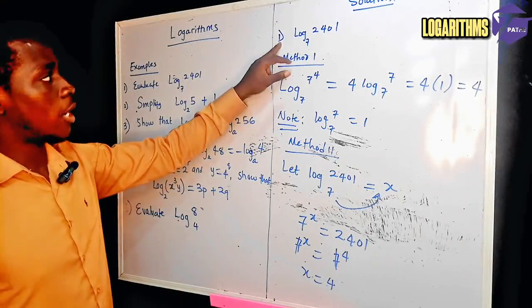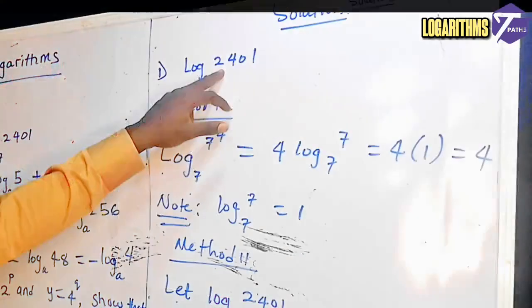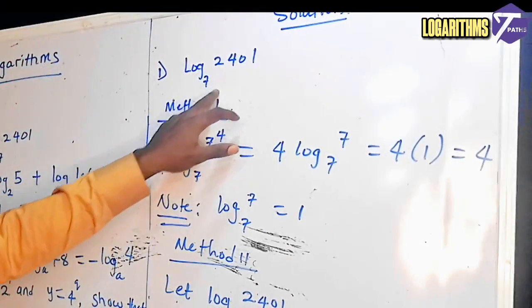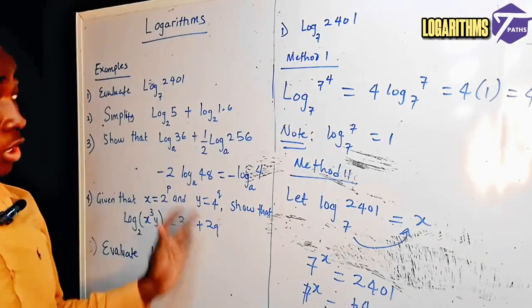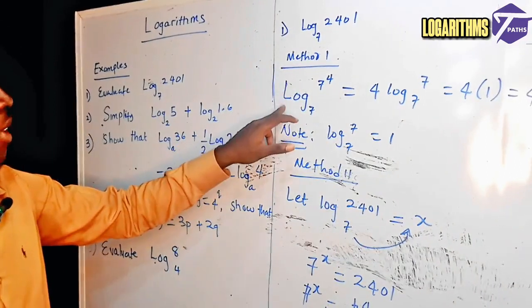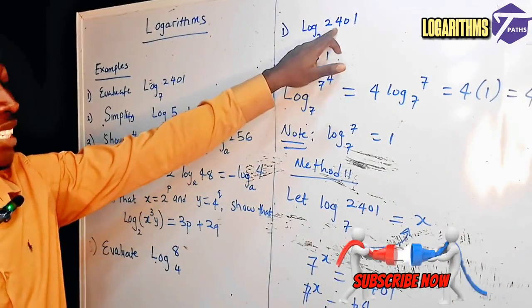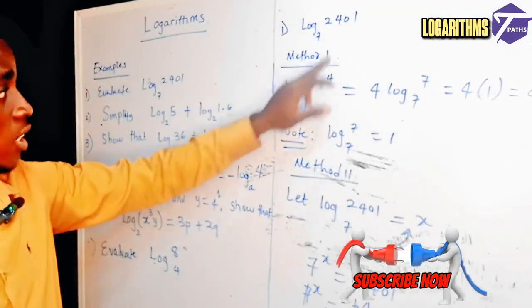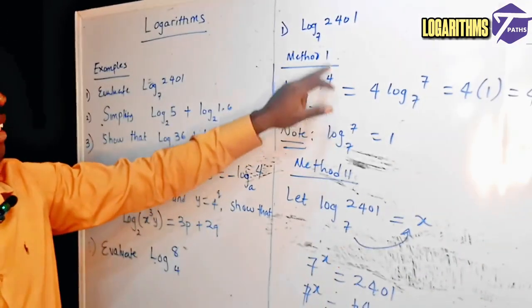Question number 1, evaluate log 2401 base 7. So I have 2 methods for this question based on the law. The first method is, if I can represent this one as its index, 7 raised to power 4 is the same thing as what?